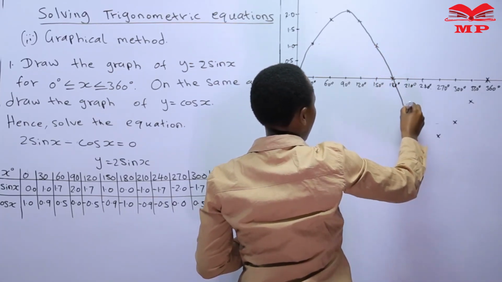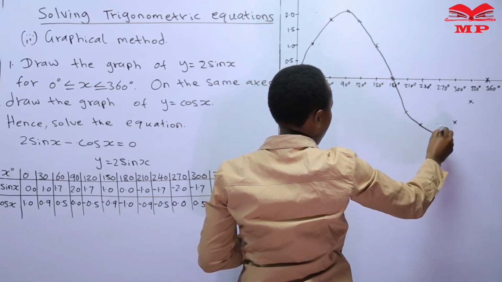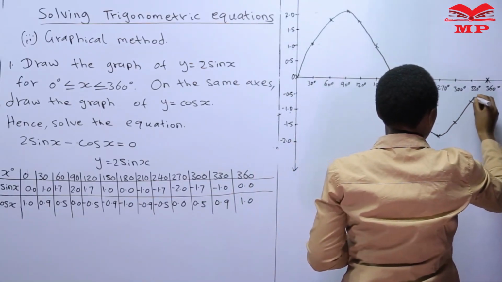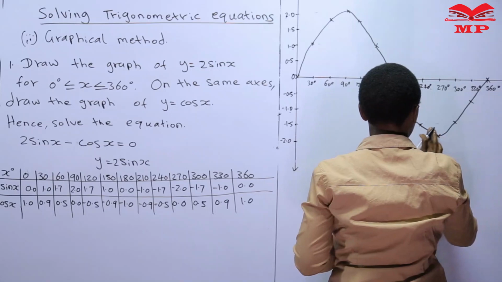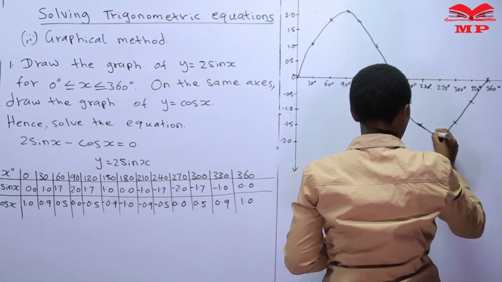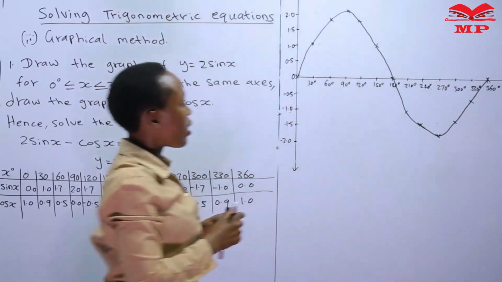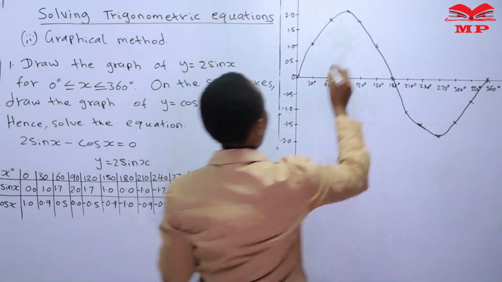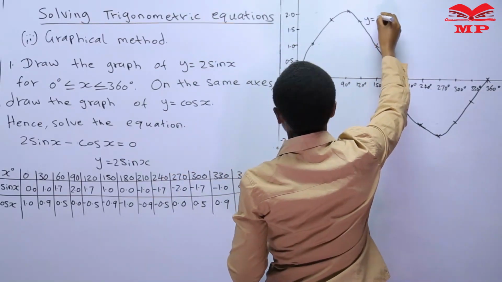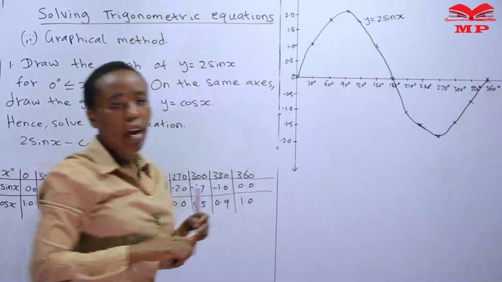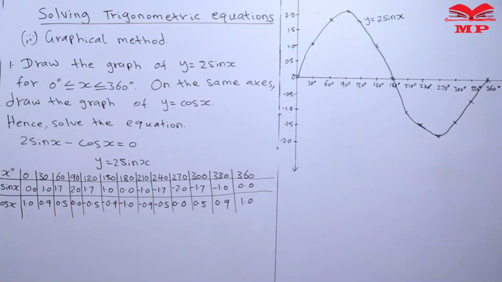This is the wave that we are going to obtain. This should be a smooth one. In case you see that it's not smooth, know that there is somewhere where there is a mistake. So after that, we name it. Our y is equal to 2 sine x. Then we move ahead and plot the other one.